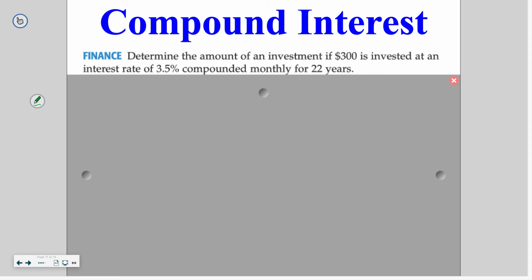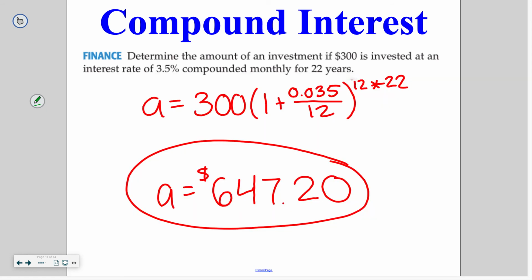Go ahead and try this one on your own. Again, plugging into the formula, we used a monthly compounding, so that N value is 12, and we end up with $647.20.